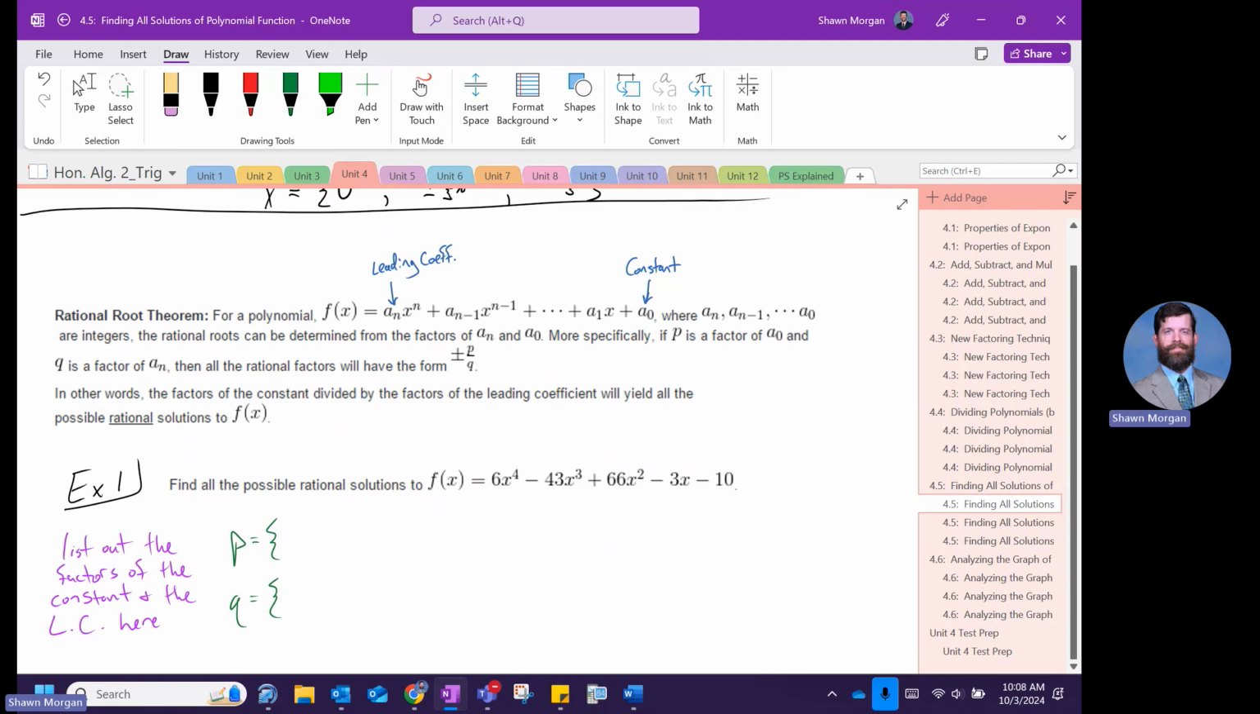Aiden, you with us? You good? You look like you're struggling. Okay, it's going to have 4 roots.